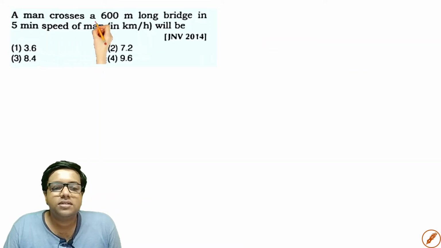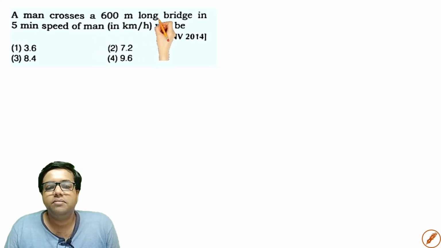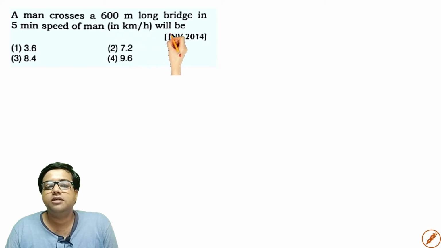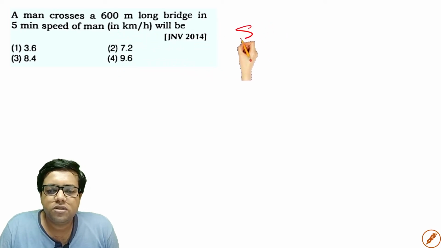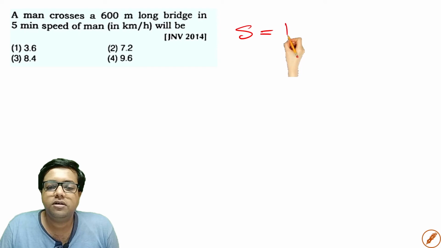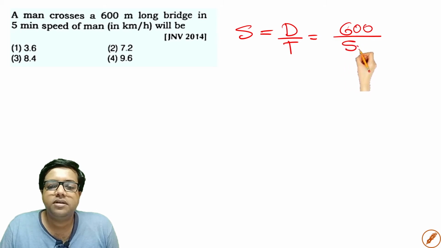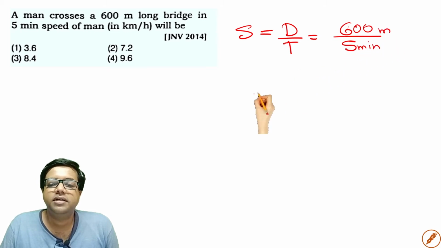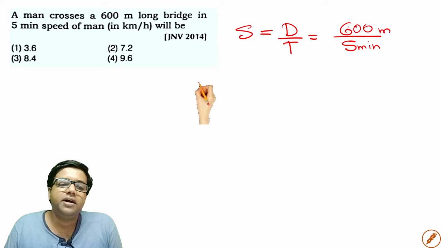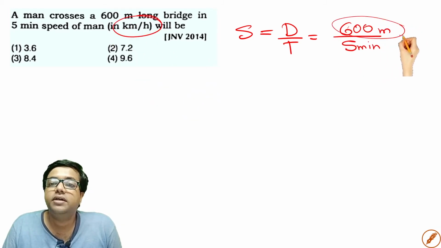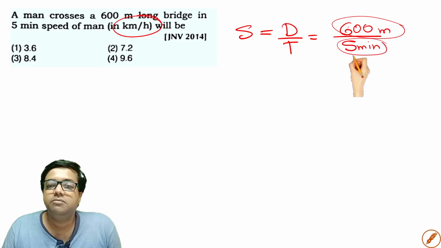A man crosses a 600 meter long bridge in 5 minutes. Speed of man in kilometer per hour will be what? But you know the speed formula, speed is equal to distance by time taken. And we know the distance is 600 meters by time taken is 5 minutes. And we need to find it in kilometer per hour. That means the distance must be taken into kilometers and the time should be taken up in hours format, right?